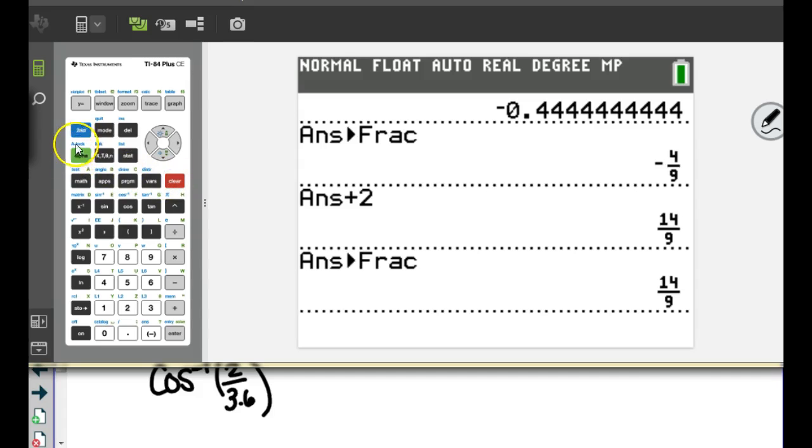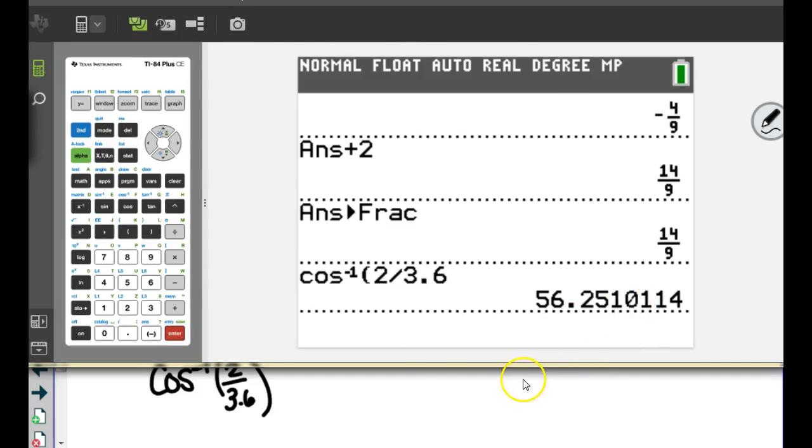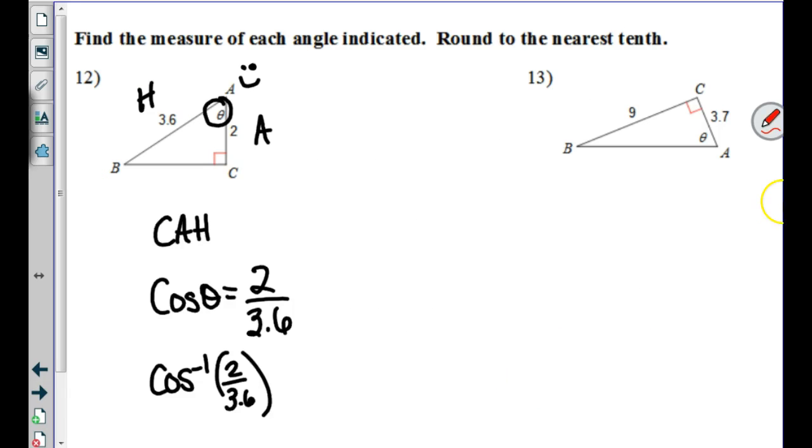All right? So I do inverse cosine. Can anybody remind me the numbers? 2 over 3.6? Thanks. As I said it, I see it at the bottom here. I got 56.3 if we round to the nearest 10th. Everybody okay?